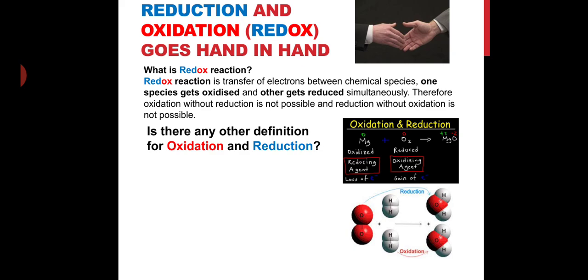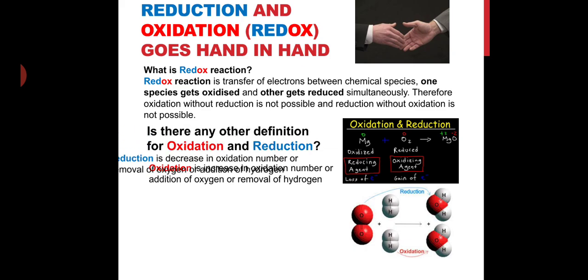Therefore, let's just have a glance at the definition. Oxidation is removal of electron or increase in oxidation number or addition of oxygen or removal of hydrogen. Reduction is gain of electrons or decrease in oxidation number or removal of oxygen or addition of hydrogen.